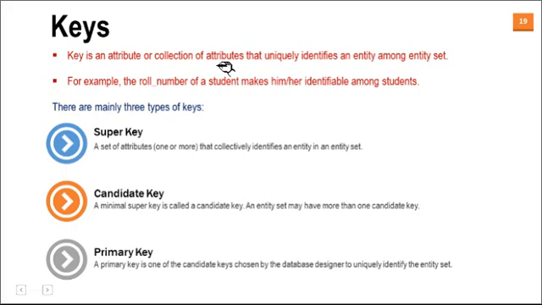An entity set may have more than one candidate key. Next one is the primary key. A primary key is one of the candidate keys chosen by the database designer to uniquely identify the entity set. A database developer or designer can choose the primary key from the candidate keys, and in every database one primary key will be chosen for a particular relation.